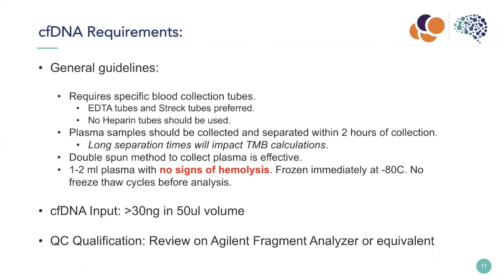Double spun methods are very effective for collection of plasma out of EDTA tubes. 1 to 2 mL of plasma with no signs of hemolysis, immediately frozen at -80, make for very strong input material, and you absolutely want to avoid freeze-thaw cycles before analysis. So the cell-free DNA input for the Illumina assay is greater than or equal to 30 nanograms in a 50 microliter volume, and then we generally do a QC qualification with a review of the isolated material on an Agilent Fragment Analyzer or an equivalent device.